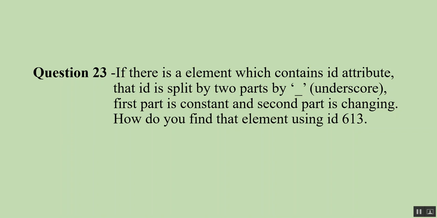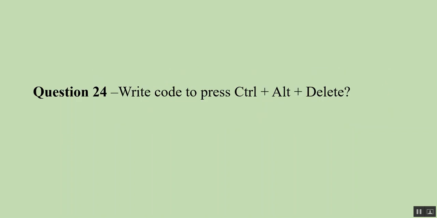That ID is split into two parts. The first part is a constant and the second part is changing, and it is split by an underscore. So how do you find that element using an ID? That's question 23, a simple question.